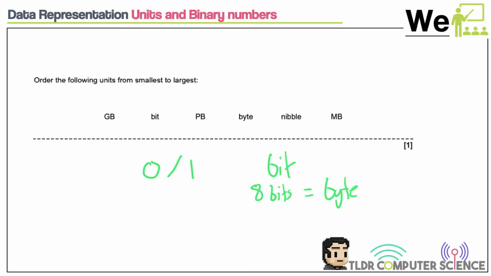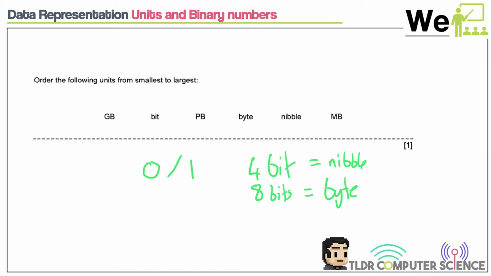B-Y-T-E. If we have 1,000 bytes, referred to as a kilobyte, 1,000,000 bytes, a megabyte, 1,000,000,000 bytes, a gigabyte, and 1,000,000,000,000 bytes, a terabyte. You don't need to learn about petabytes, yottabytes, zettabytes, etc. I have missed one out though, which is that 4 bits, so that would be half a byte, is what's referred to as a nibble. Never let it be known that computer scientists don't have a sense of humor.